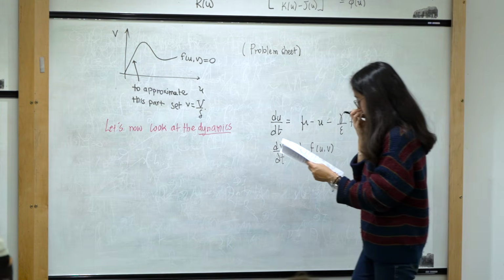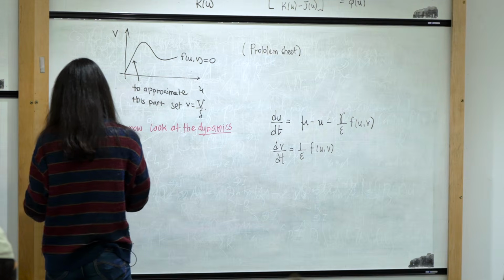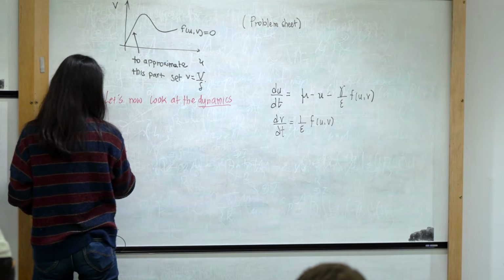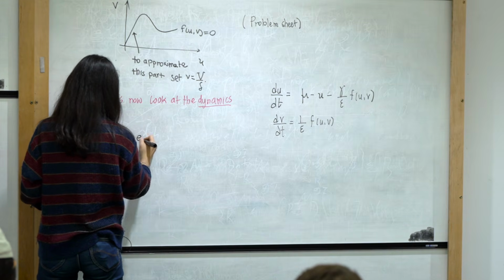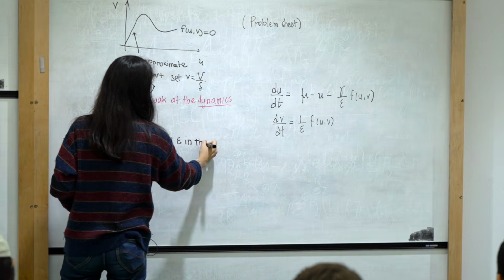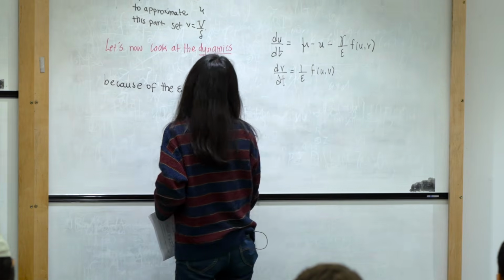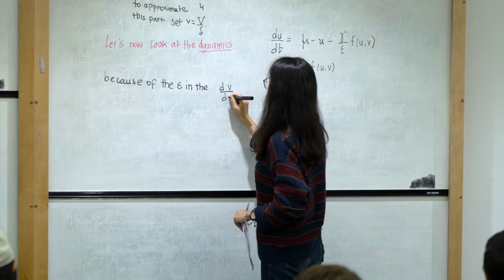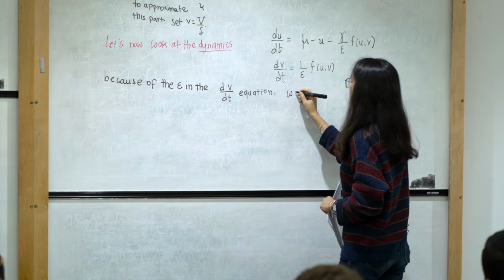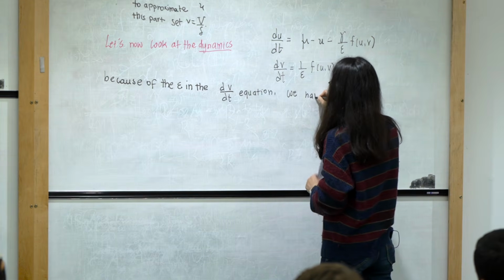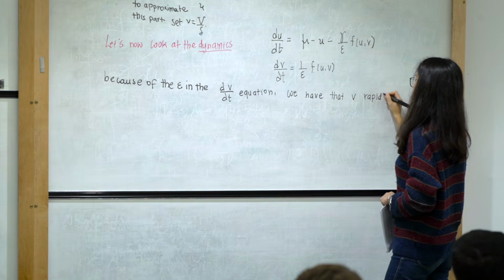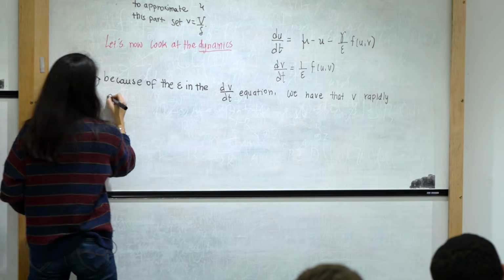And we said that basically now, what we can say is that because of the epsilon in the dv dt equation, we have that v rapidly approaches the null line.